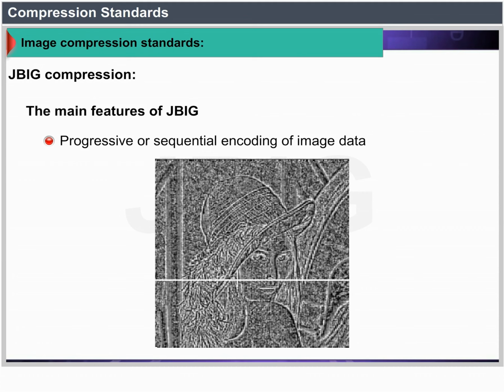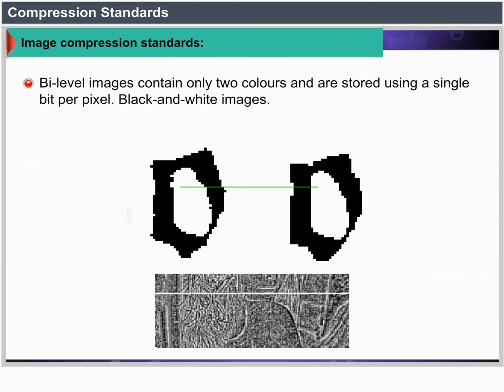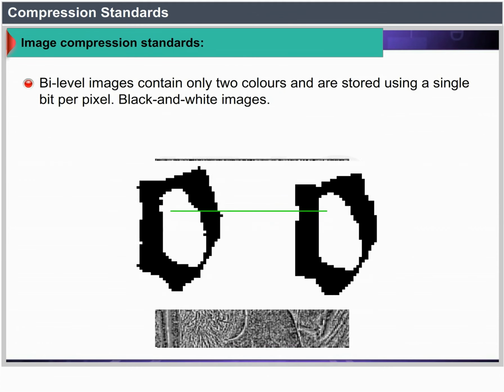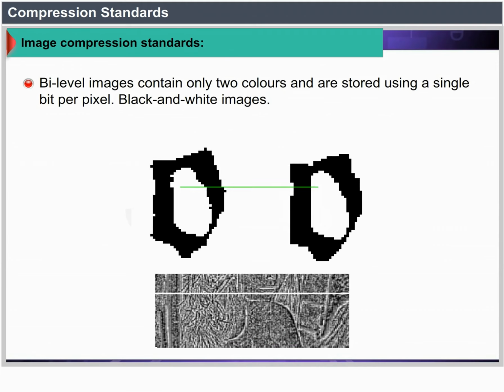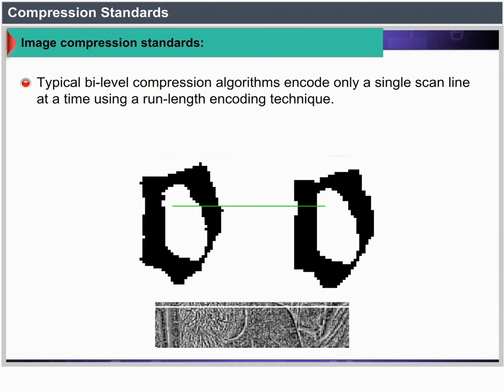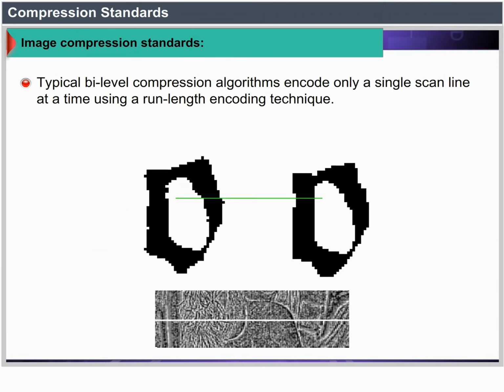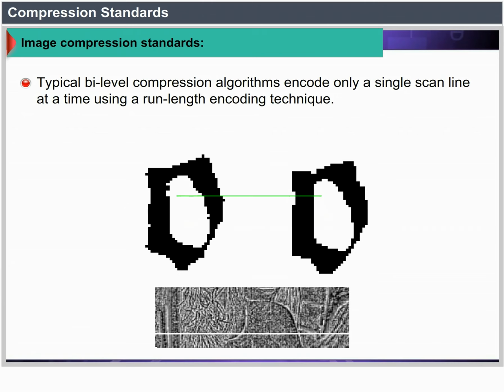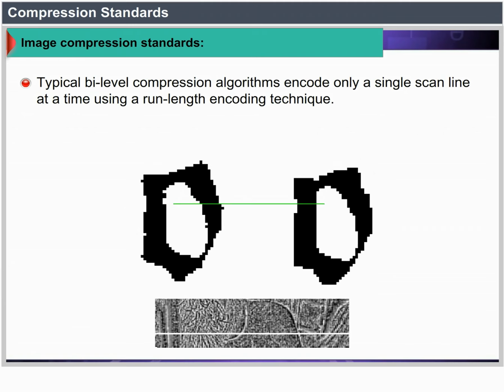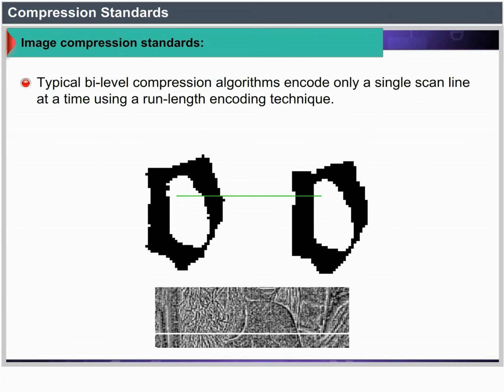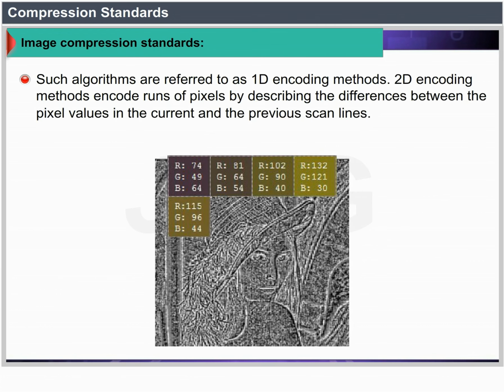Bilevel images contain only 2 colors and are stored using a single bit per pixel black and white image. Typical bilevel compression algorithms encode only a single scan line at a time using a run length encoding technique. Such algorithms are referred to as 1D encoding methods.